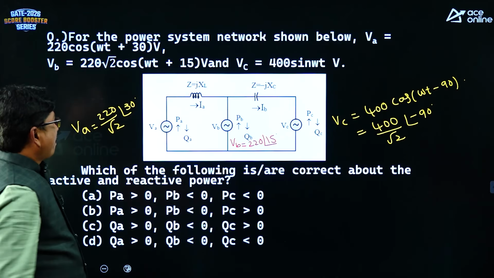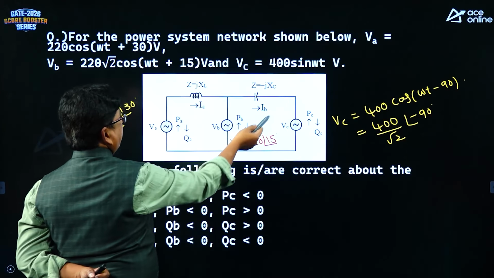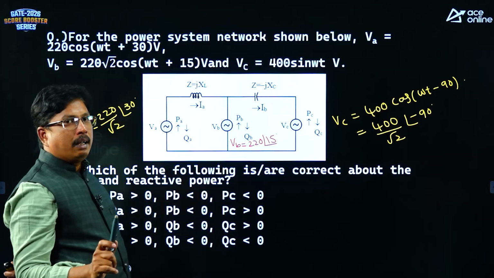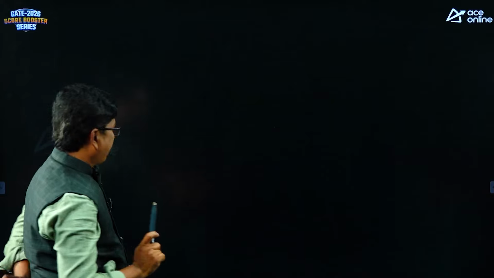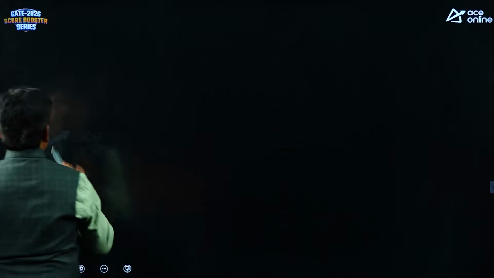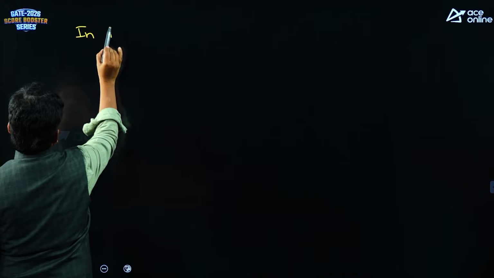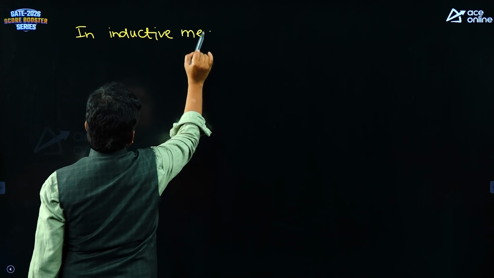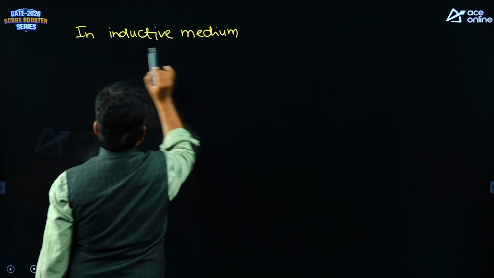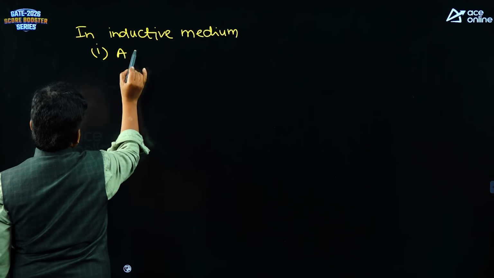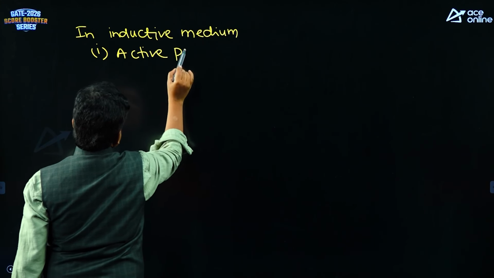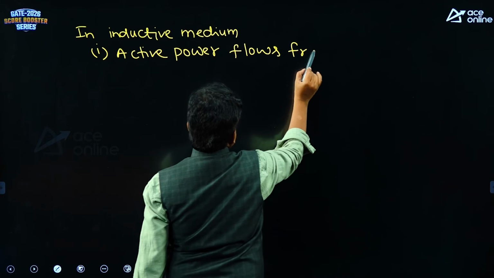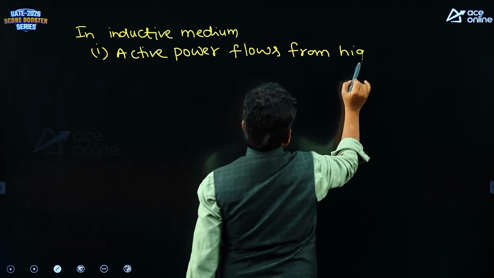Just see. This is an inductive medium. This is a capacitive medium. In an inductive medium, active power always flows from high delta to low delta. I will write the statement: in an inductive medium, active power flows from high delta to low delta.